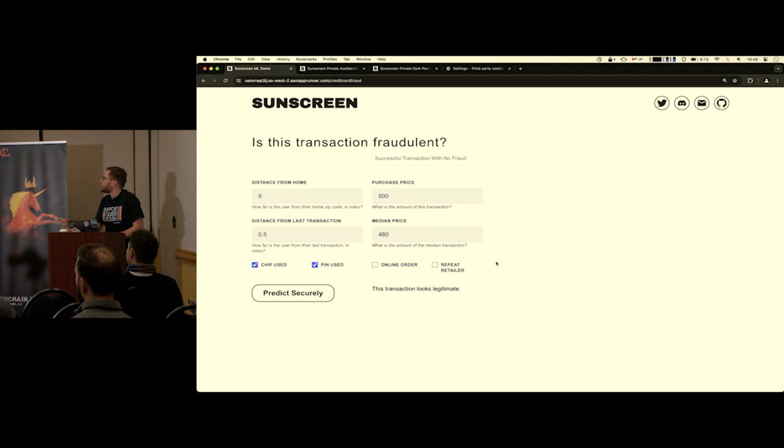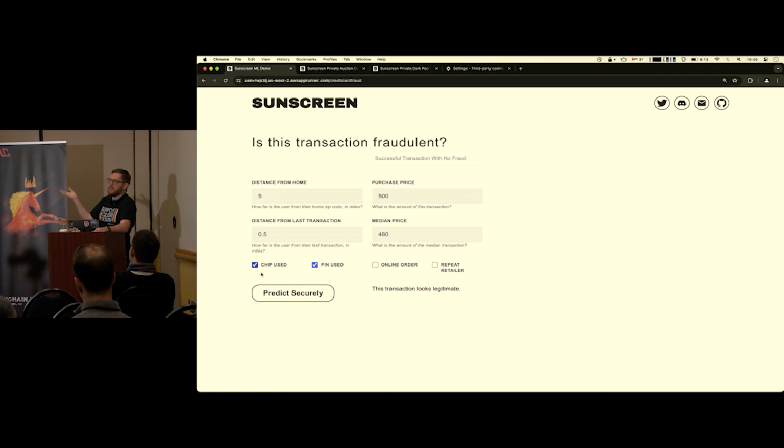Exactly what's happening here is that we're going to look at whether a transaction is fraudulent. I'm actually going to start by just doing the prediction. What the user would do is try to figure out whether or not a transaction has any problems. Say the transaction happened 5 miles from home with a purchase price of $500. Maybe they're half a mile away from where they previously made a purchase, and the median price of this thing is $480. There are also some Boolean values as to whether a chip was used, a pin was used, or if it was used in person or not. So you could basically do predict securely.